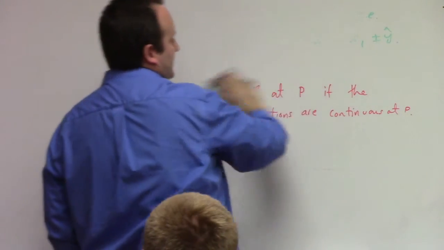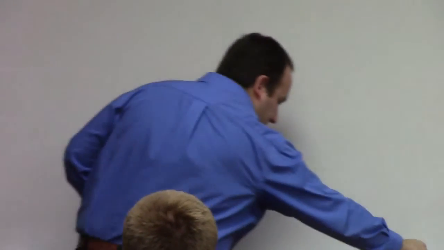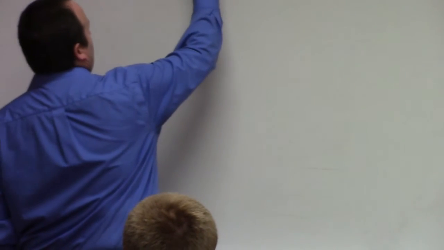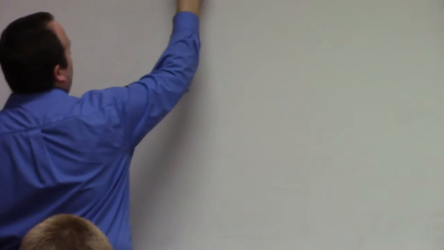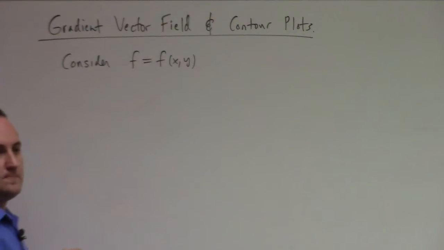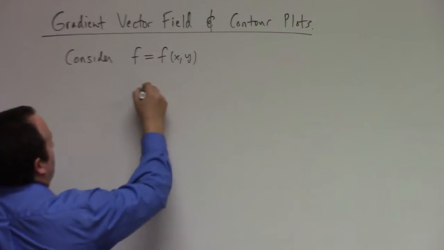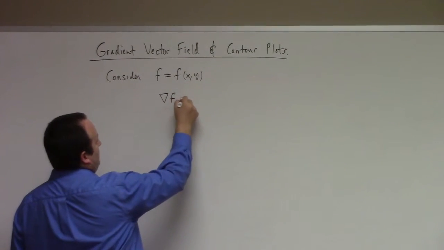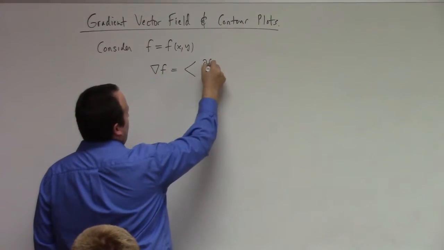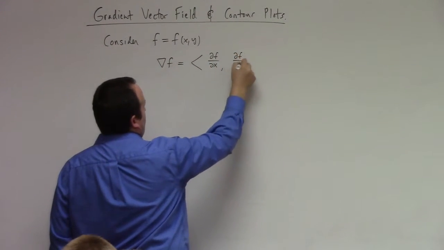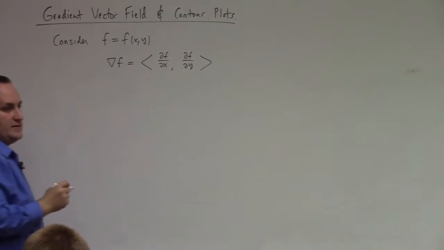All right. Now let's get back to the main course for today. So we're going to look at functions of two variables primarily. So consider a function of two variables, x and y, right? And the gradient of f, what do we say? Nabla f, what was it? It was partial f partial x, partial f partial y, right? It's the so-called gradient of f.